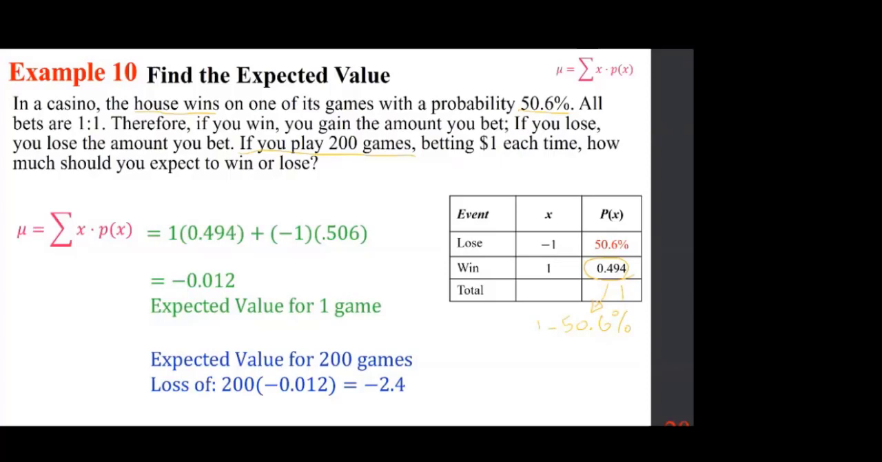So again, for one game, the expected value would be negative 0.012. And for 200 games would be the same thing times 200, which becomes negative $2.4. This is the dollar amount.